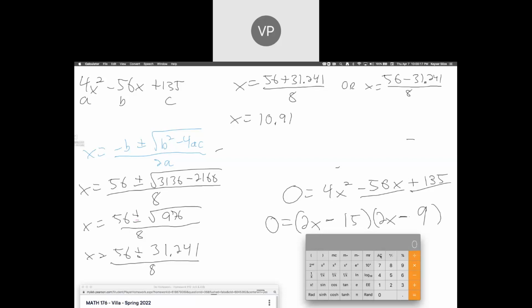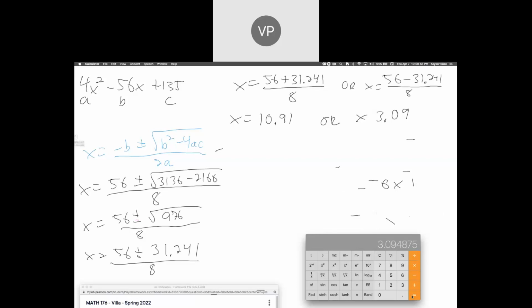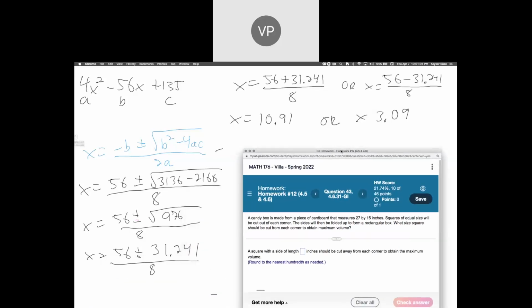Over here, I'm going to do the same thing. Take the 56. This time I'm subtracting the 31.241, and now I divide that by 8. And our second possible answer is 3.09. Now the whole goal of this, remember, was what size square are we going to cut out of the box to get the biggest volume? Well, the x, remember, was the size of the square. So my two answers are these right here. It's going to be a 10.91 by 10.91, or it's also going to be a 3.09 by 3.09.